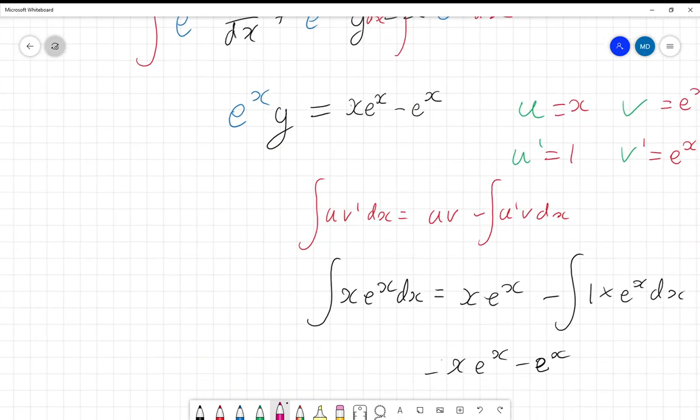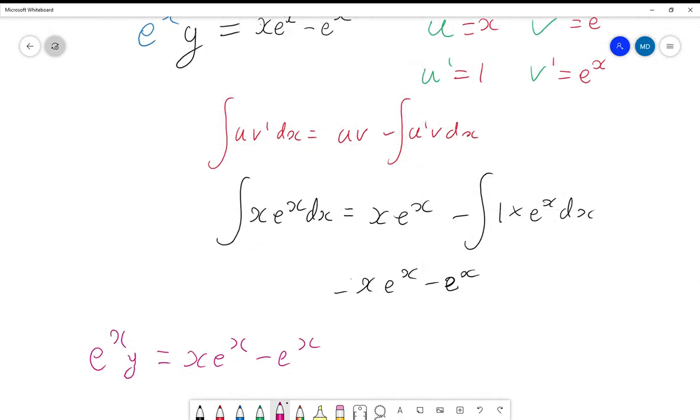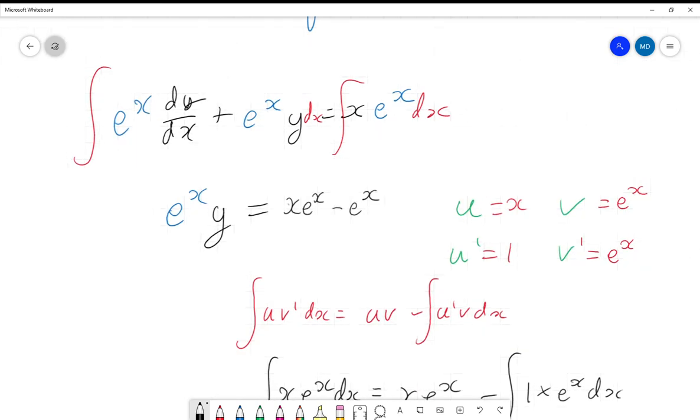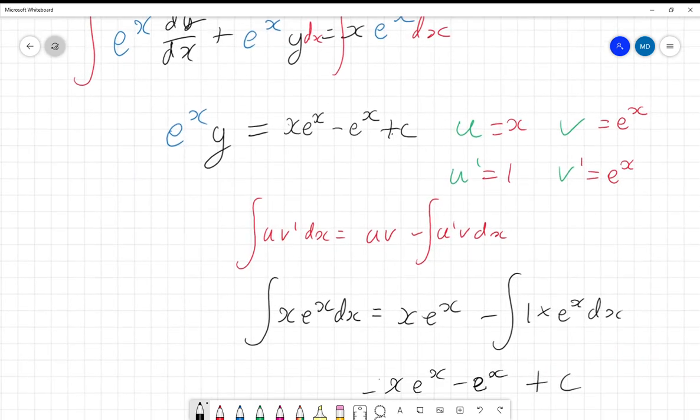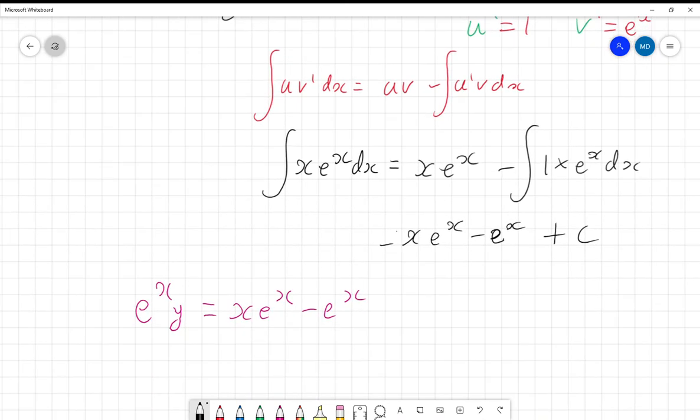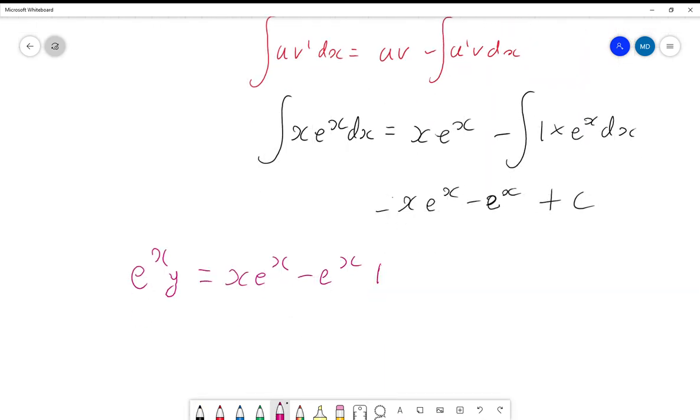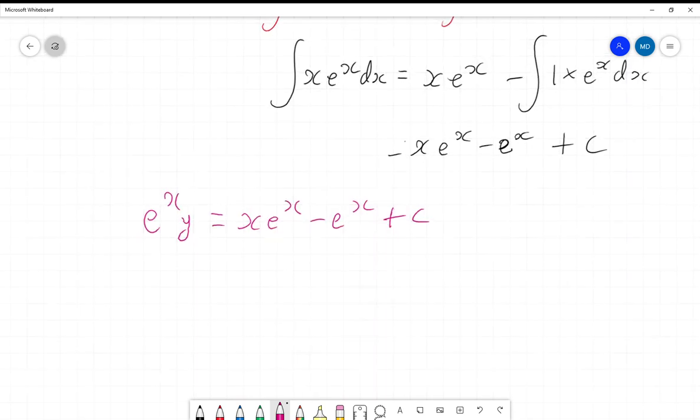And of course, whenever we integrate here, we need that plus c. So we put that plus c on. And to get our y, we just divide by e to the x, and so y is equal to x e to the x divided by e to the x, we get x. e to the x divided by e to the x, we get 1. And c divided by e to the x, we're going to get minus e to the x plus c lots of e to the minus x. And we're done. There you go.